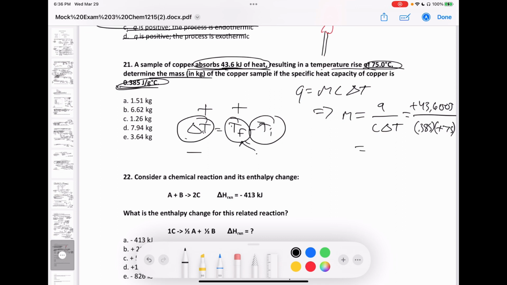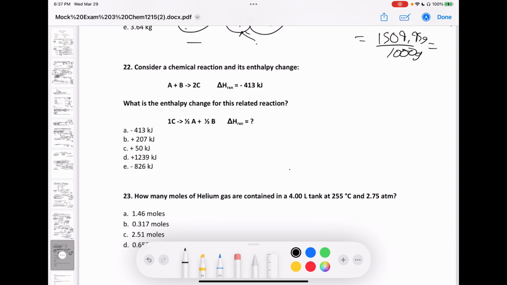But then once you plug all of that in, you get 43,600.385 times 75. So then you get 1509.95 grams. But then the question again asks for mass in kilograms. So you just divide by 1,000. We should all know that. There's 1,000 grams in a kilogram. And I'm not going to write that out exactly, but that's basically answer choice A, 1.51 kilograms.